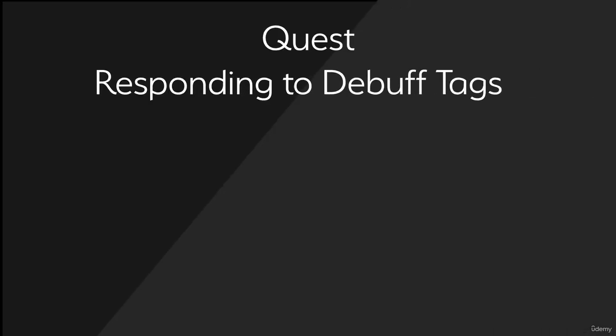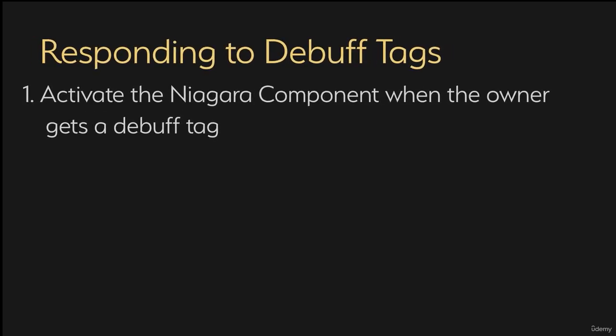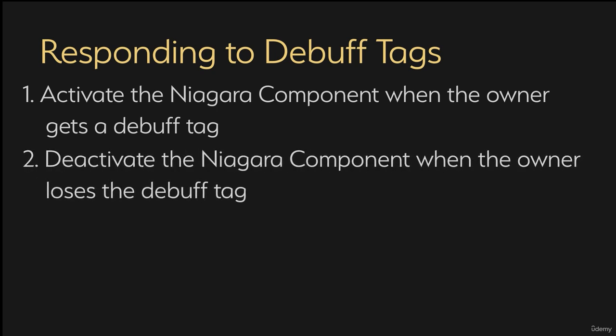And that's going to be your quest, responding to debuff tags. I'd like you to activate the Niagara component when the owner of the Niagara component gets the debuff tag, and then deactivate the Niagara component when the owner loses that tag. That way we'll be able to see visually if that owner has a debuff. So pause the video and give this one a try.